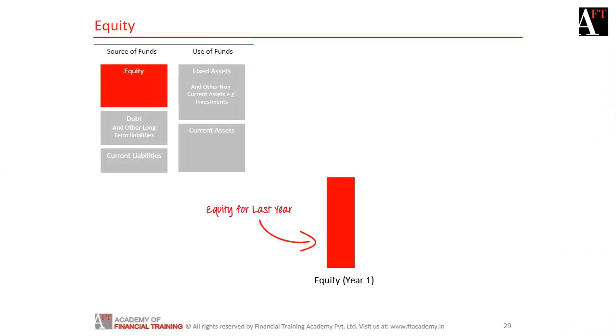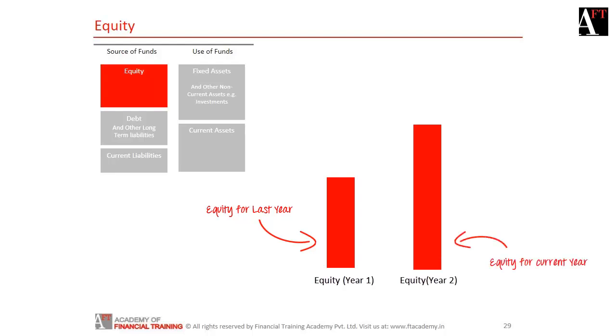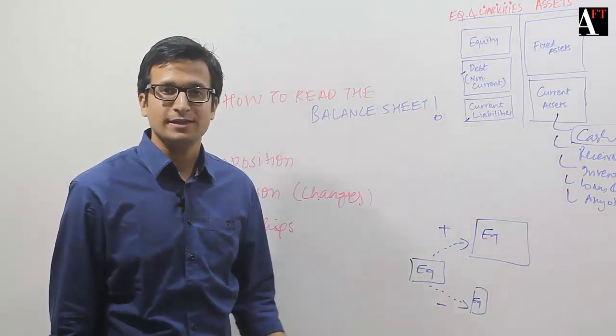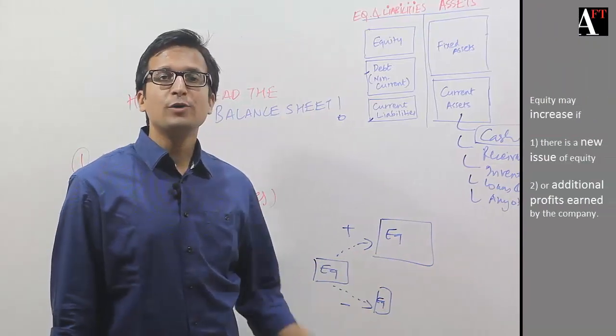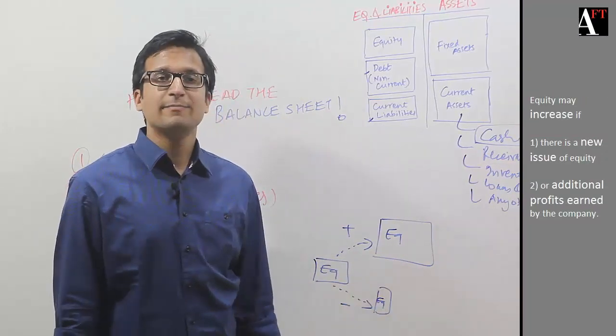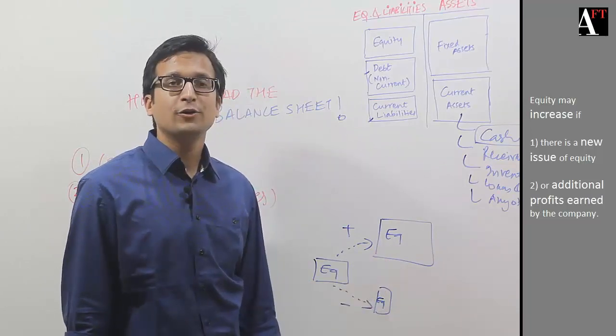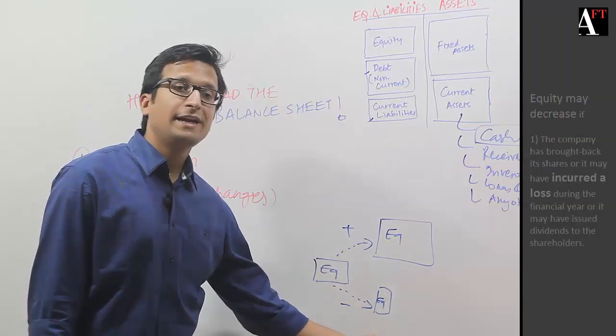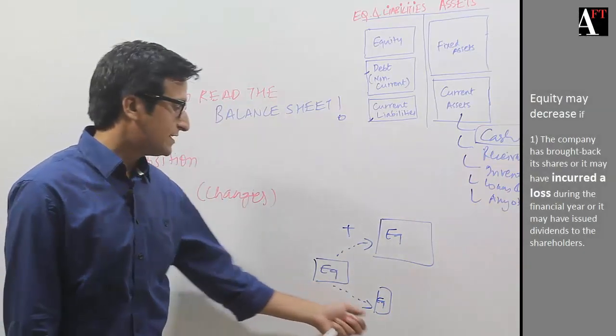and I'll compare that with the equity for this year, which may have either gone up, which is increased, or it may have gone down, which is reduced. So what does this tell me? If the equity has gone up, we'll try to find out the reasons for this, which may be a new issue of equity by the company, which may be additional profits earned during this year by the company, and so on. When you look at reduction of equity, it may be on account of several reasons.